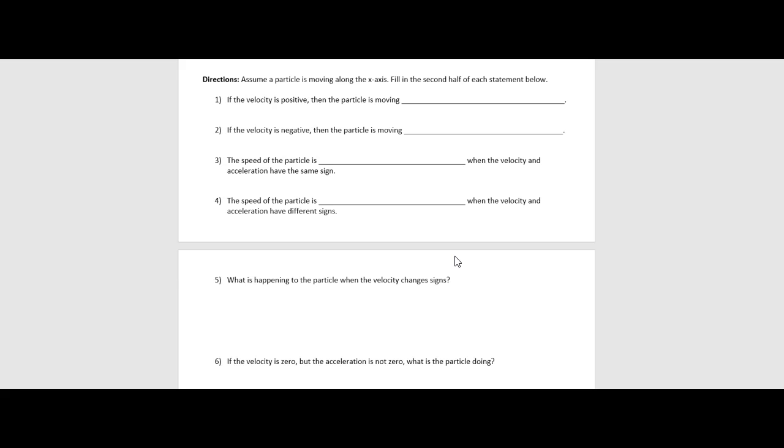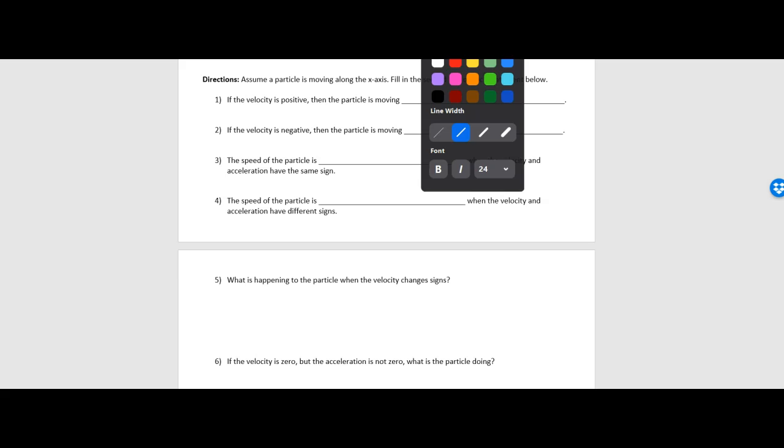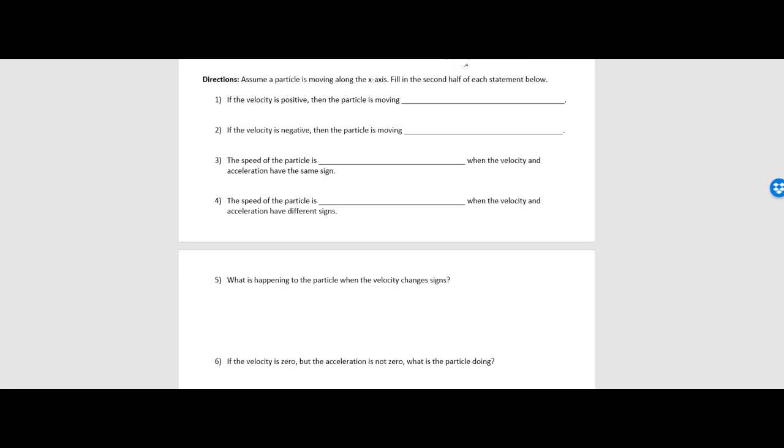If the velocity is positive, then the particle is moving, well, if it's moving left and right, and the velocity is positive, then the particle is moving to the right. And again, I would encourage you to try to fill these in before you listen to the solutions. If the velocity is negative, then the particle is moving, well, it's going to be moving in the negative direction, which is to the left.